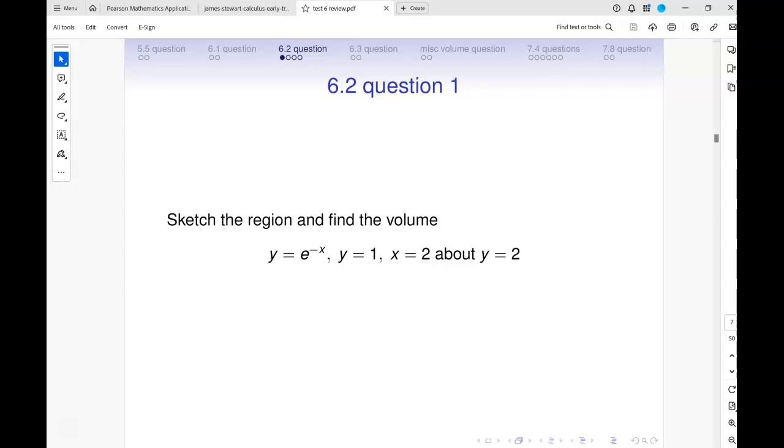So here's a volume problem. Again, use your calculator to do your graphing. Use your calculator to do the integral.